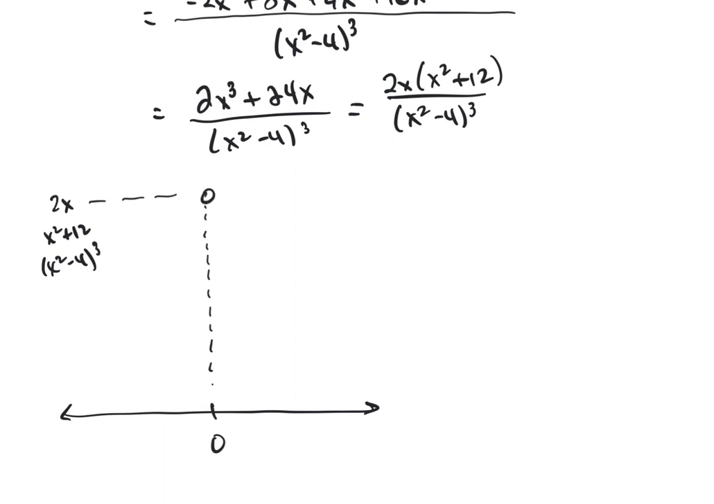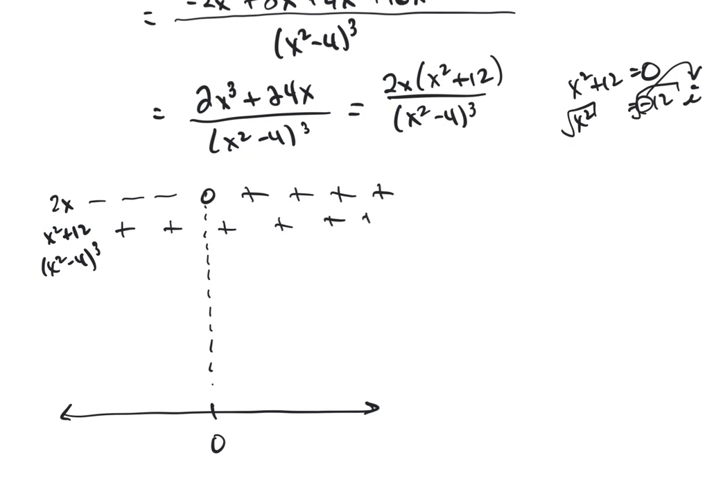Okay, alrighty. So the first one, 2x, that's going to be equal to 0 when x equals 0. Negative to the left of that, positive to the right of that. X squared plus 12 is never equal to 0, because if you try setting it equal to 0 and solve, you have to subtract 12 from both sides, and then take the square root of both sides, but we're taking the square root of a negative, which forces us to introduce i. So this just remains positive always.